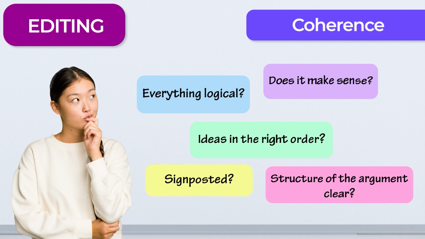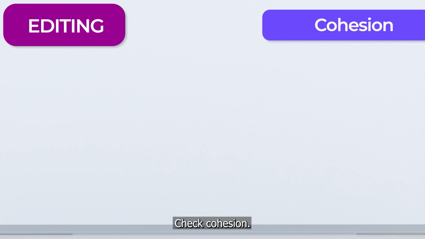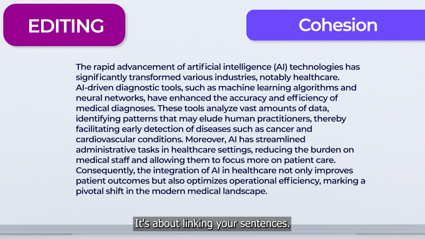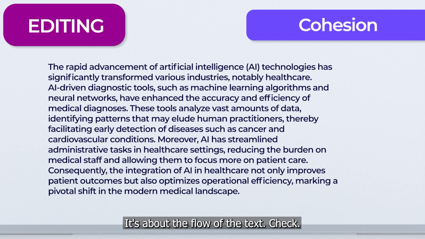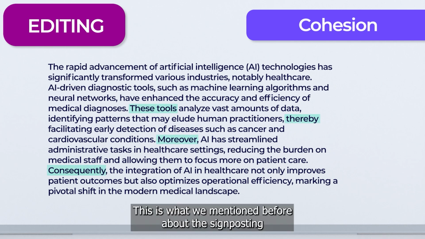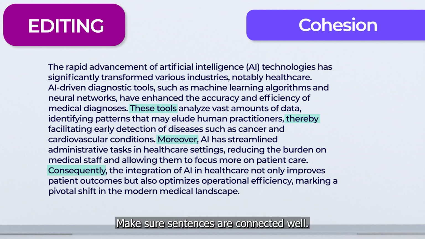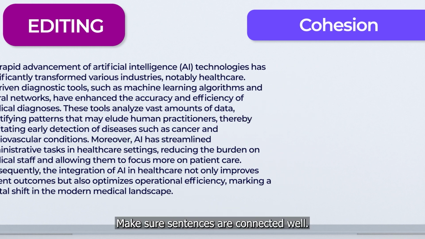Did you signpost it? Check cohesion. It's about linking your sentences. It's about the flow of the text. Check. Is it clear? This is what we mentioned before about the signposting and linking words. Make sure sentences are connected well.